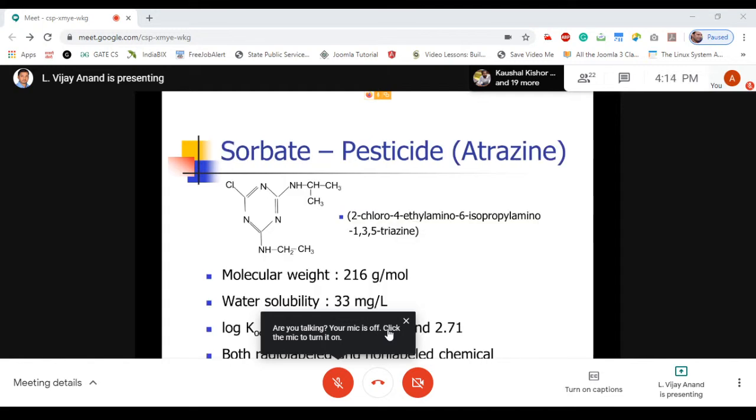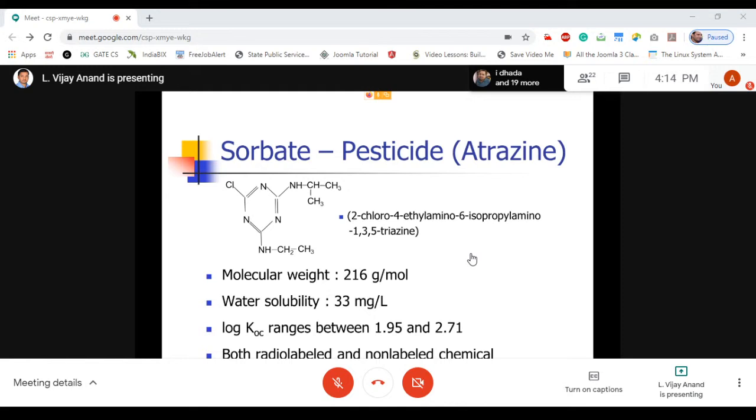Okay, and as I already mentioned, the pesticide that we chose was atrazine, which is one of the heavily used pesticides in the United States, and lots of reports are there that atrazine finds its concentrations higher than the prescribed limit in drinking water as well. So it is one of the contaminants of concern. And some of the characteristics of this pesticide are also given, like its water solubility. It has a moderate water solubility, and its adsorption to organic carbon, measured by log KOC, is around 1.95 to 2.71.